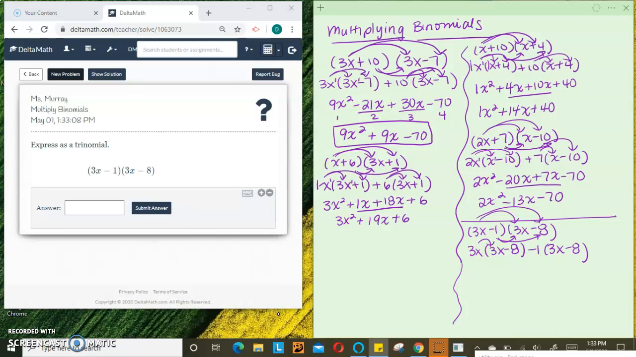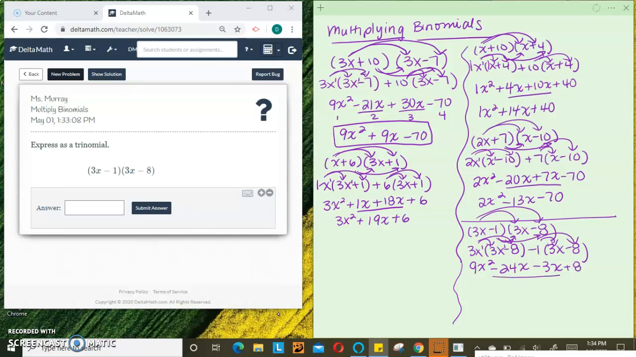So 3x times 3x, 3 times 3 is 9, x times x, if I add my exponents, is x squared. Then 3x and a negative 8, because remember that negative goes with the 8, is a negative 24x. Then negative 1 times 3x is a negative 3x, and negative 1 and a negative 8, double negative here, makes a positive 8 because I'm multiplying.